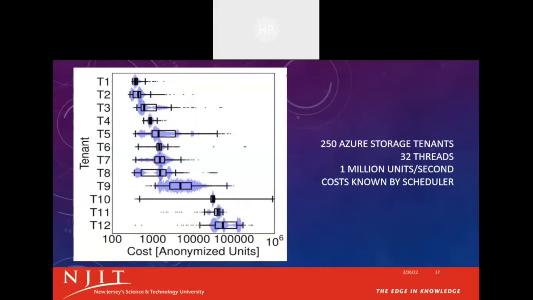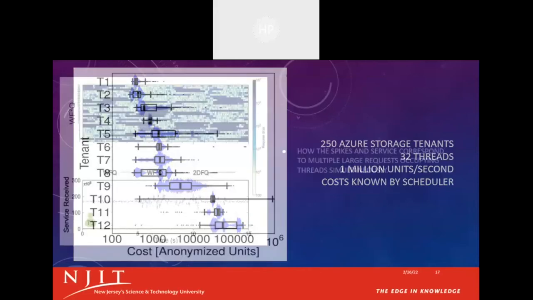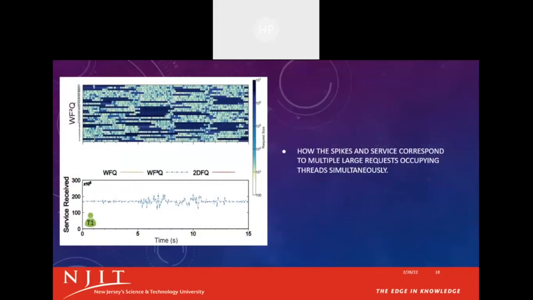In addition, we are going to add in the workloads of the 12 tenants that we looked at earlier in order to evaluate burstiness. We are going to examine the service received by tenant T1, since T1 is representative of a small tenant with small requests that is most affected by burstiness. WF2Q actually does pretty well, with only a few spikes of burstiness.